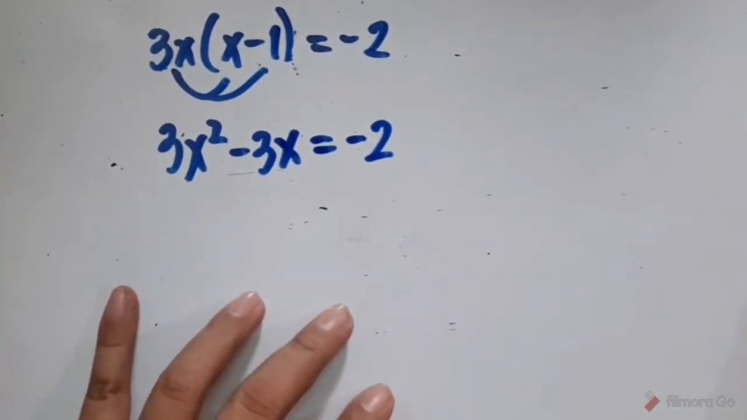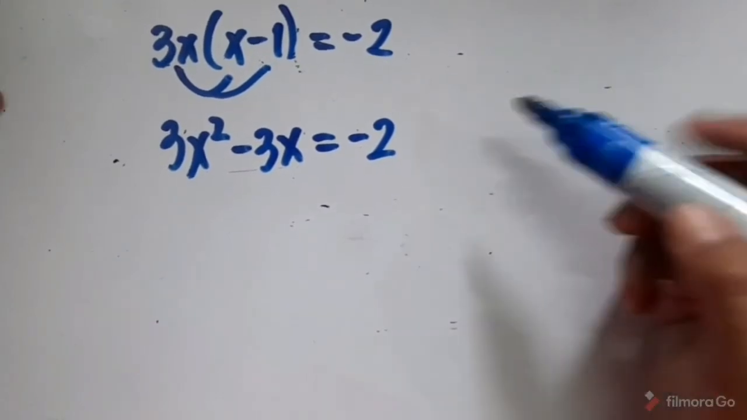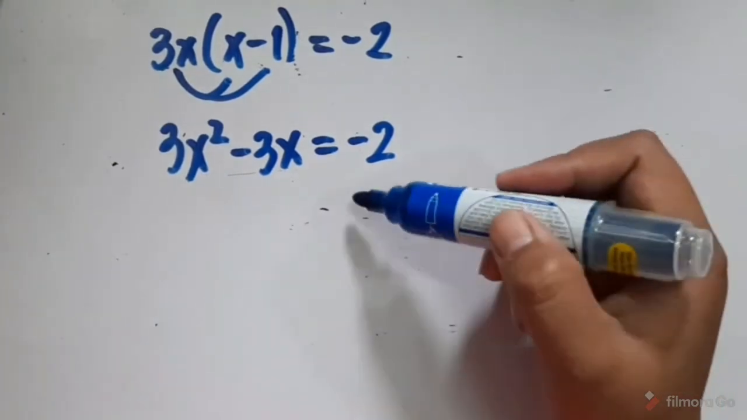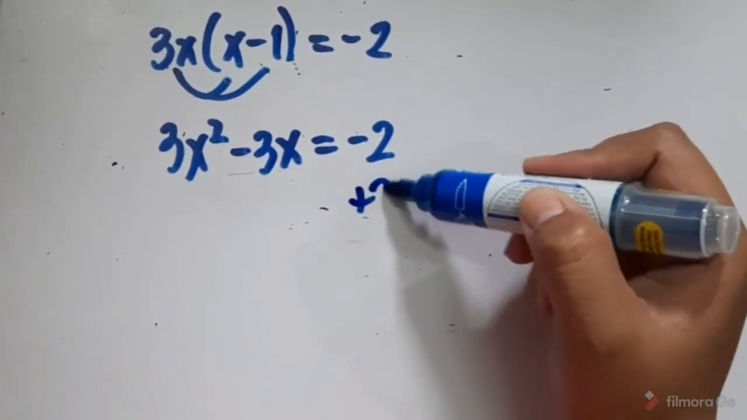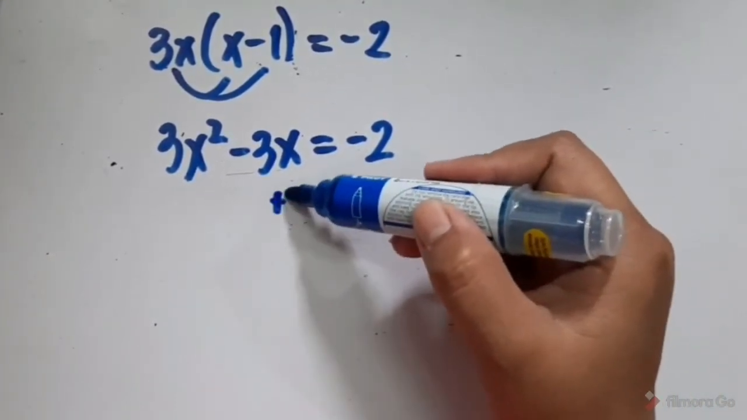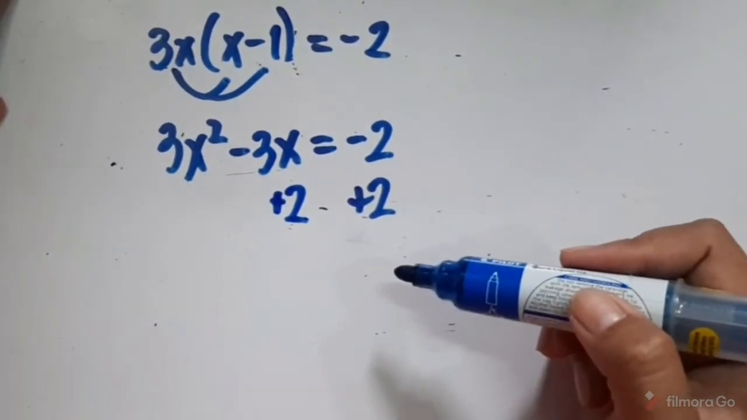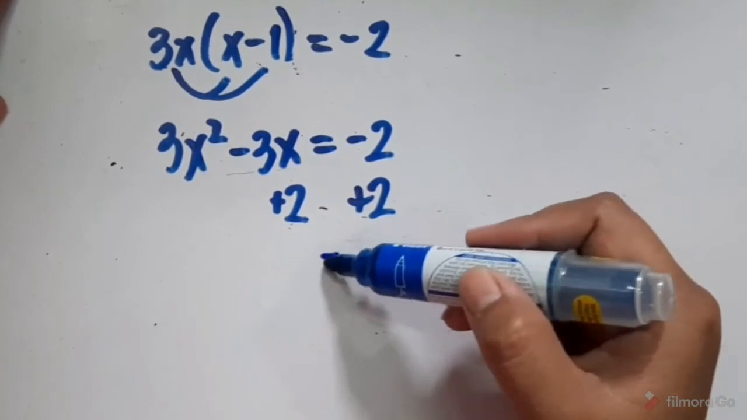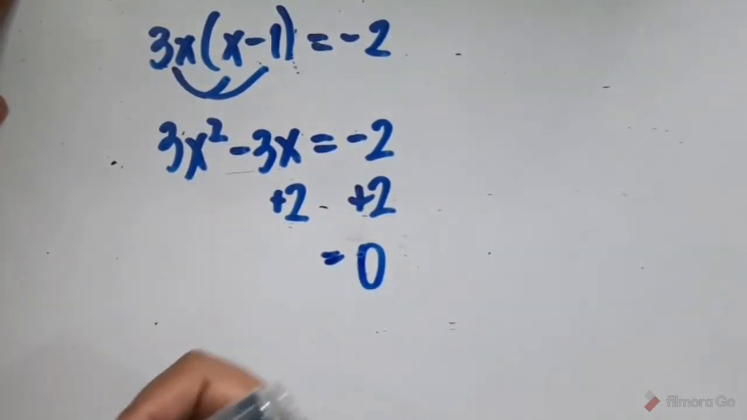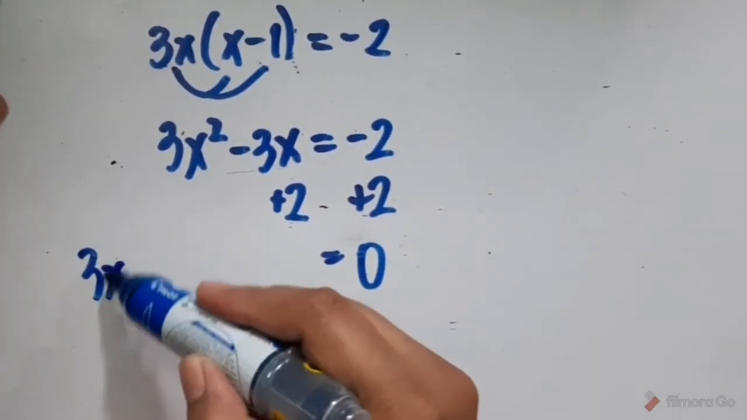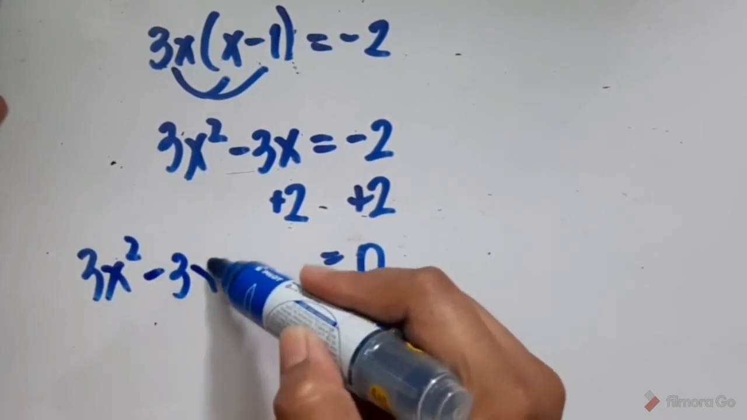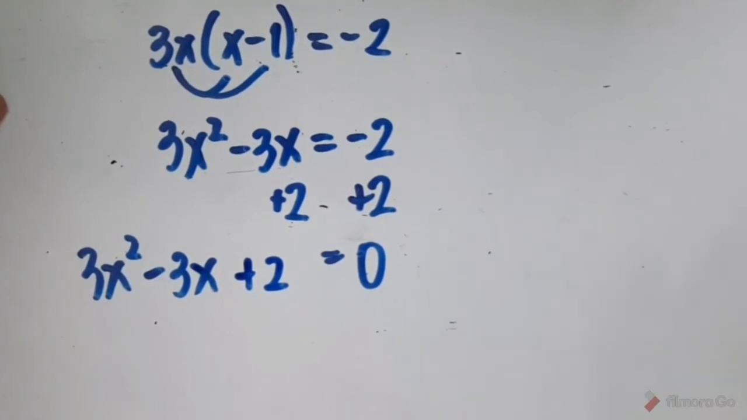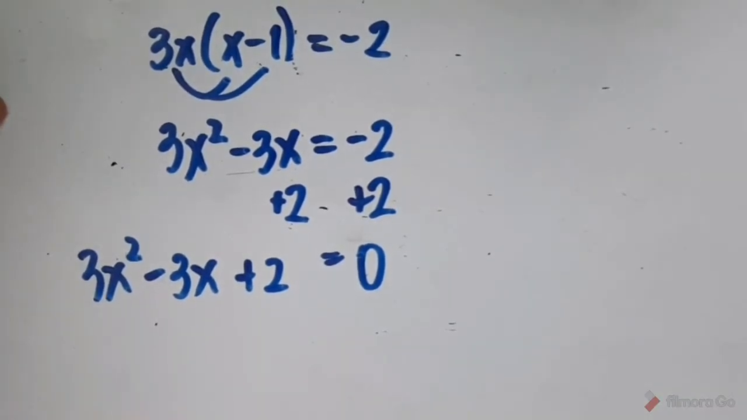Again, we apply the addition property of equality. What are we going to add to negative 2 to make it equal to 0? Okay, positive 2. Again, both sides should be added. So, negative 2 plus positive 2 is equal to 0. Then we rewrite the left-hand side. 3x squared minus 3x plus 2 is equal to 0. Now, it's already in standard form.